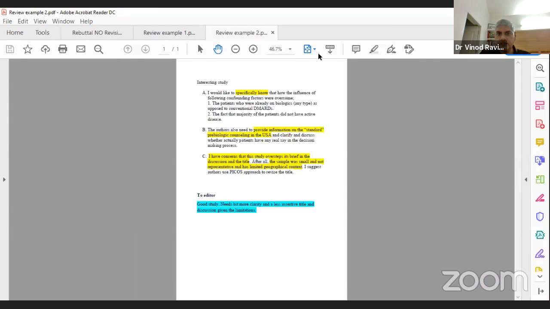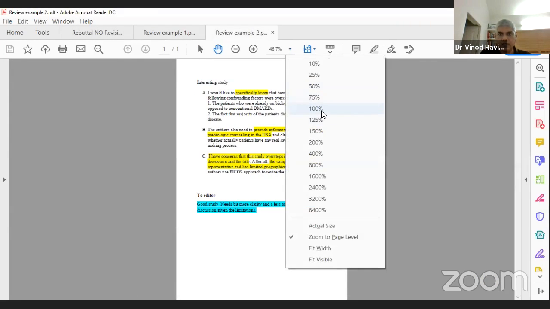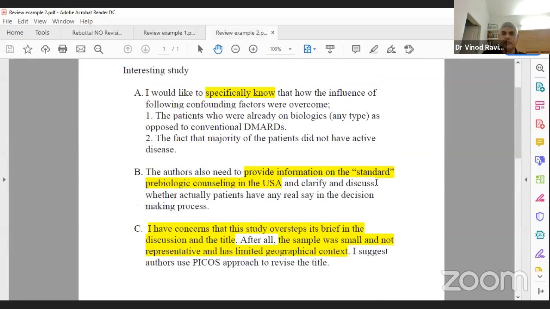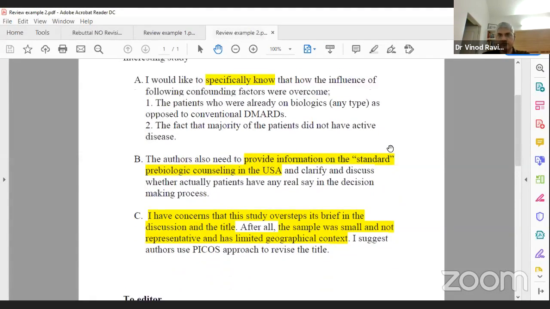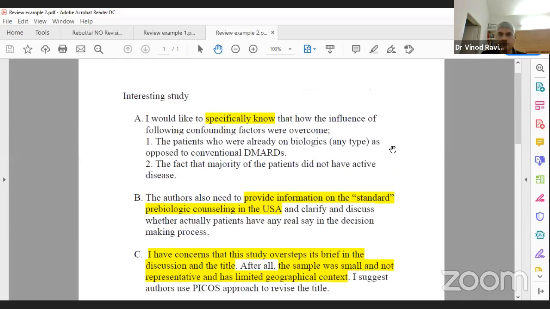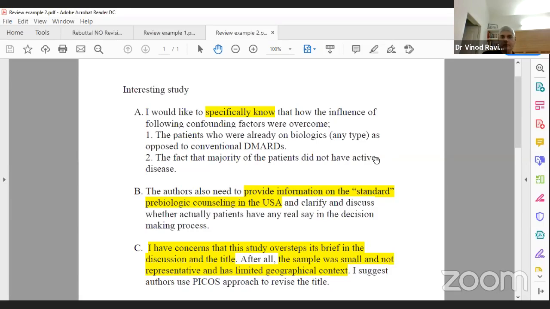Now this is another example of a short but very specific review performed by a reviewer 3 years ago for some journal. And I was asked whether this is a good review or not. So that's how I got this with me.